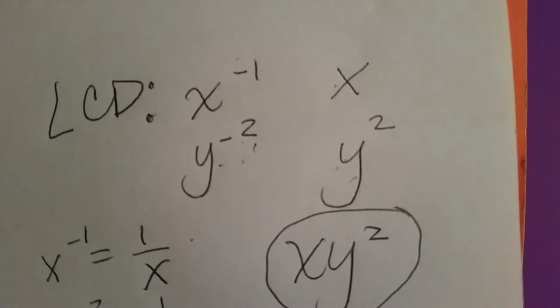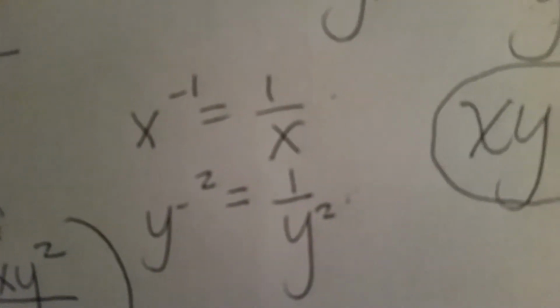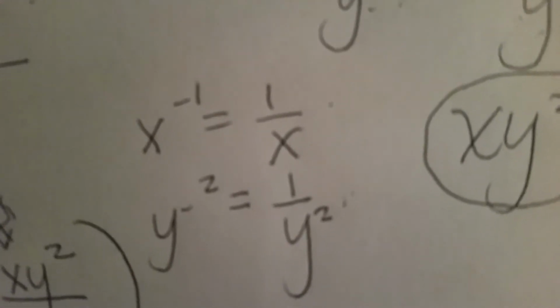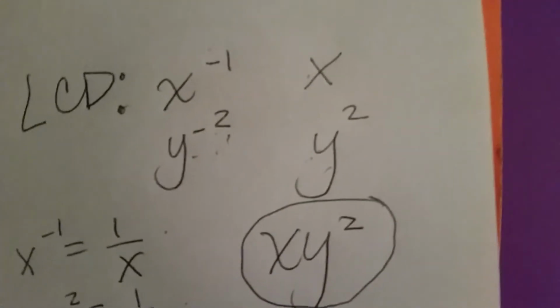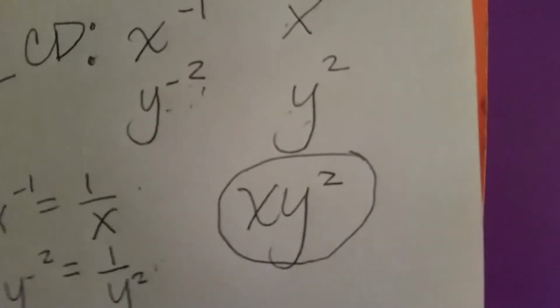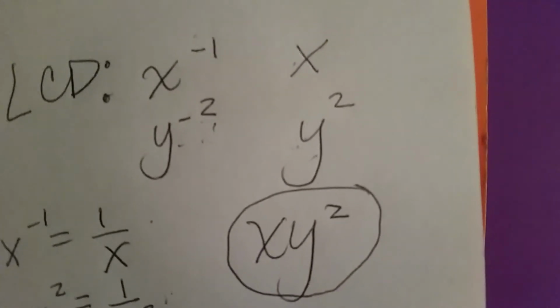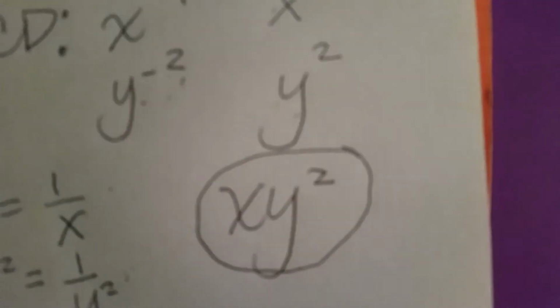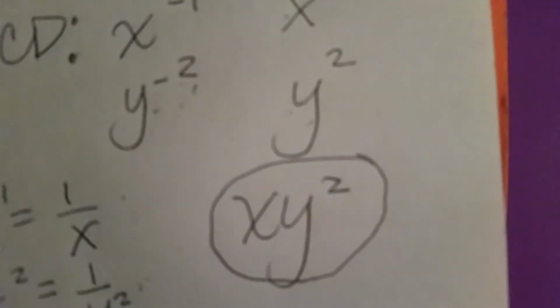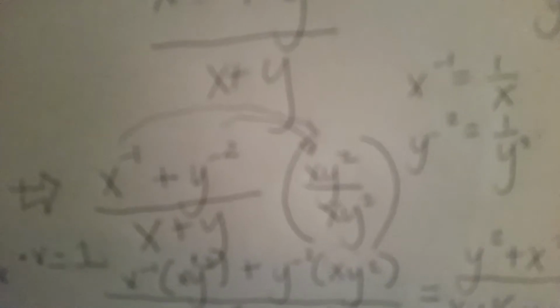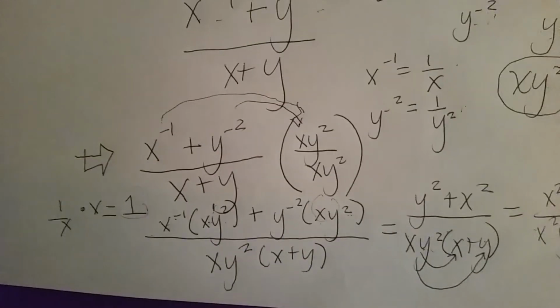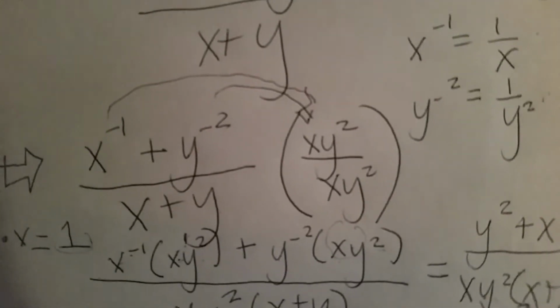The reciprocal of y to the negative 2 is y squared. Remember, because x to the negative 1 equals 1 over x, and y to the negative 2 equals 1 over y squared. So we have to eliminate both, so we have to find the least common denominator. Our least common denominator that divides both x and y squared is xy squared. And now that we have our least common denominator, sorry, it's going out of focus. Now that we have our least common denominator, we have to multiply the top and the bottom by our least common denominator. Top and bottom by least common denominator.